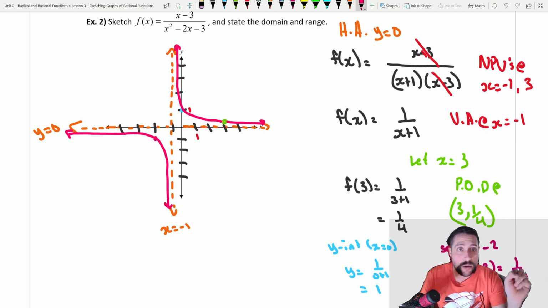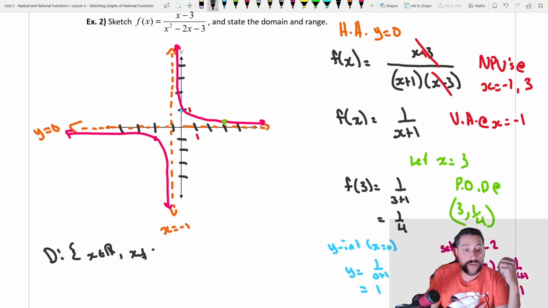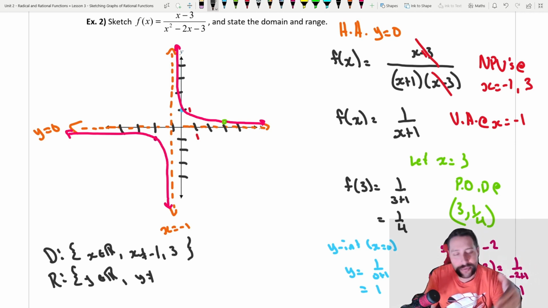Okay, last thing we need to do is the domain. Well, the domain is going to be everything, right? X is an element of the reals, provided that x cannot equal 0 and 3. Okay, and your range, well, that's y can be everything, but y can't be, oh, sorry, I have to change that. X can't be -2. X can't be -1 and 3, and y can't be 0 and 1/4.